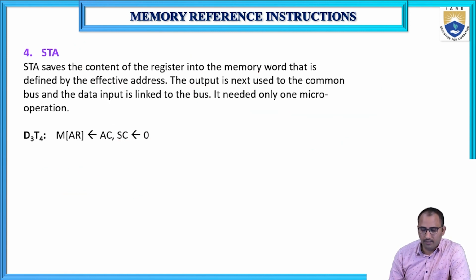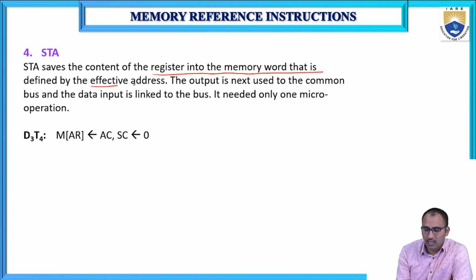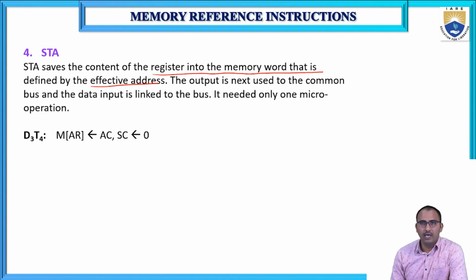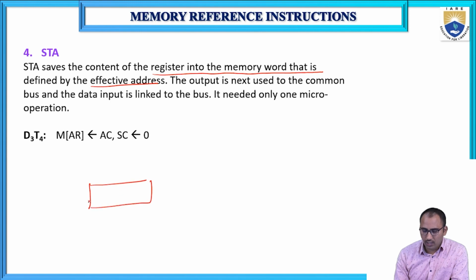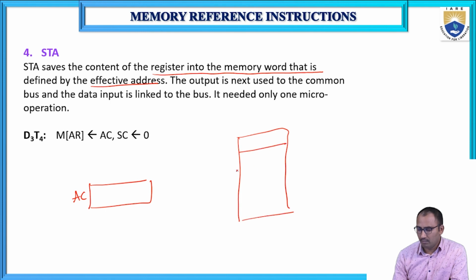Next, store accumulator. This store accumulator saves the contents of the register into the memory word defined by the effective address. So this store accumulator operation is opposite to load accumulator. In store accumulator, we are storing the value from the register to the memory. We have the accumulator register and we have a memory. Okay, let us assume here this is 4000.